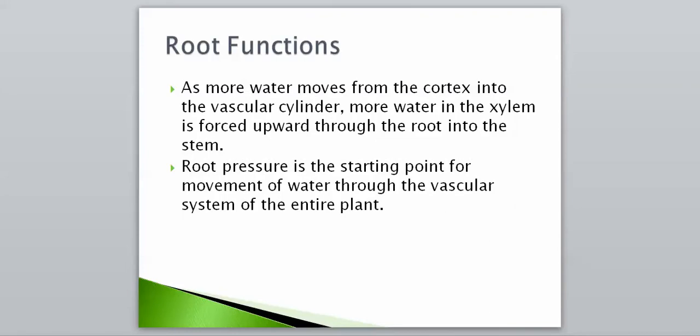As more water moves from the cortex into the vascular cylinder, more water in the xylem is forced upward through the root into the stem. Again, it's not just going to travel like magic; it has to have more water that pushes its way up. Root pressure is the starting point for the movement of water through the vascular system of the entire plant. That starts down at the bottom with the roots. No water would be able to make it up if we didn't have this root pressure. So that is it. Let me know if you have any questions.